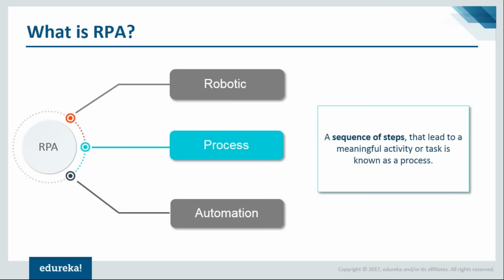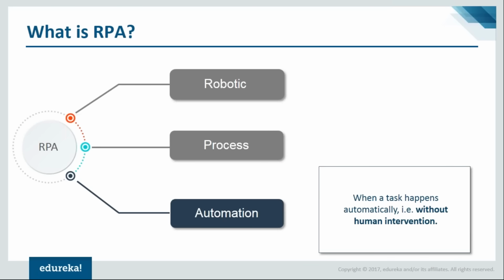Then comes process. A process is a sequence of steps which lead to a meaningful activity. For example, you make tea, right? To make tea, the first step would be to pour some water, let it boil, then put some tea leaves, let it boil, and then pour some milk in it, right? Your tea is ready. So you did three steps, and with the help of these three steps, your tea is ready. So this becomes the process of making tea.